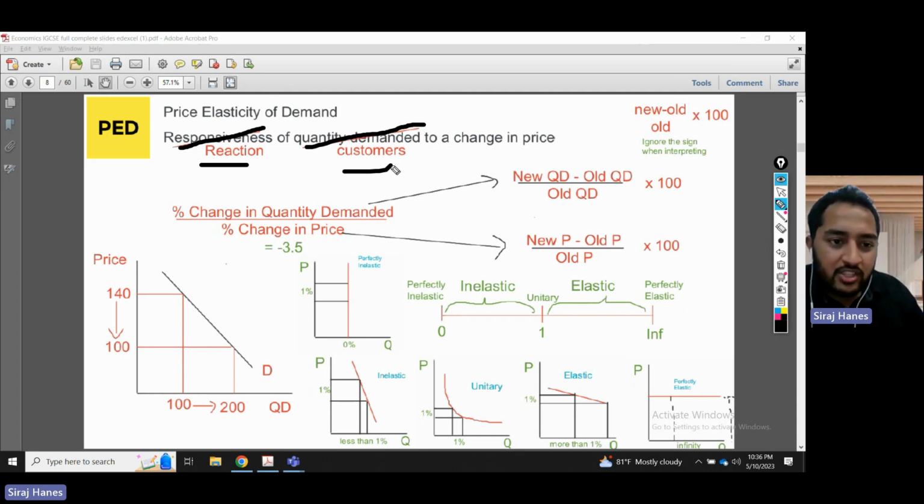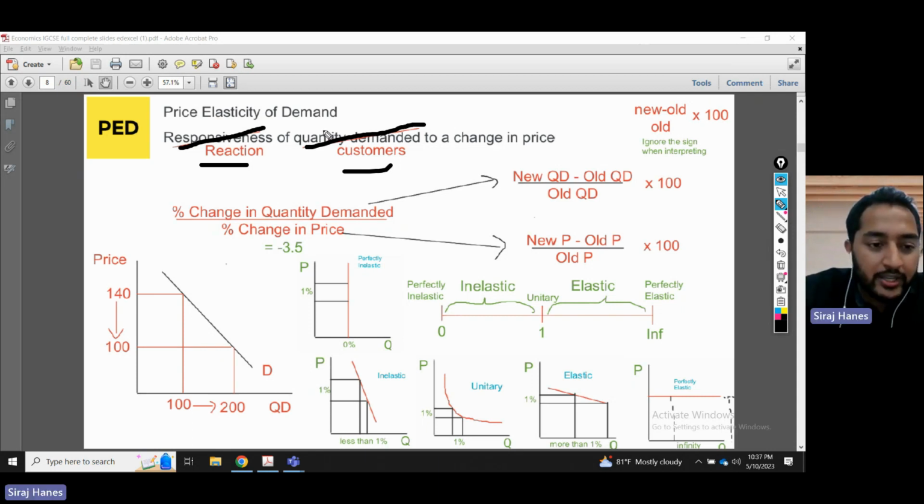Now I'm going to read this definition again. The reaction of customers when I change my price. How will my customers react if I raise my price? Now I want to figure it out before I can raise my price. Will they all leave me? Will some of them leave me? Will nobody leave me? Will a lot of people leave me? Now let's figure it out.